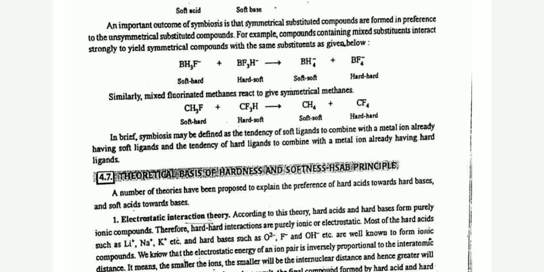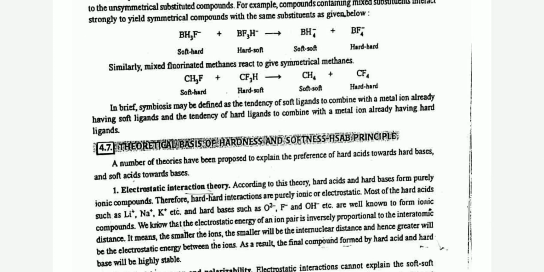Similarly, mixed fluorinated methanes react to give symmetrical methanes. CH3F plus CF3H gives CH4 plus CF4. In brief, symbiosis can be defined as the tendency of soft ligands to combine with the metal ion already having soft ligands, and the tendency of hard ligands to combine with the metal ion already having hard ligands.